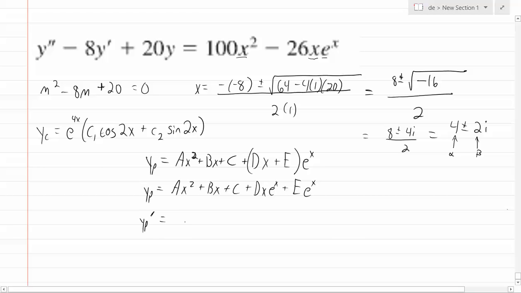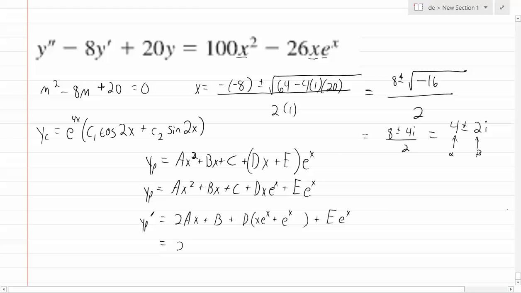y sub p prime is going to be 2ax plus b. The derivative of plus c is 0. Now I have to use the product rule here. So I have a constant of d in front, so it's going to be d times first times the derivative of the second plus the second times the derivative of the first, and then plus e to the x. The derivative of e to the x is e to the x.